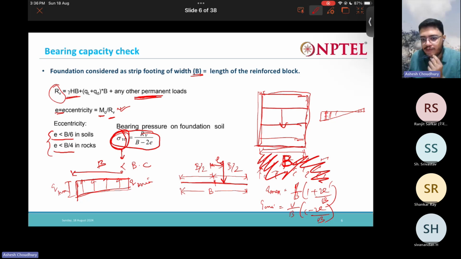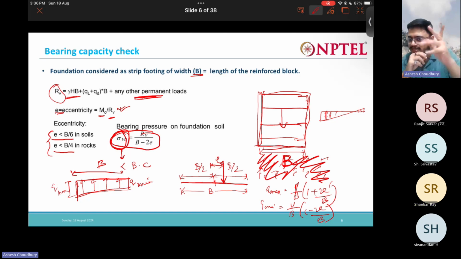Now what is allowable bearing pressure? If you can define what is allowable bearing pressure or allowable bearing capacity, whatever you want to say? Maximum pressure with which the settlement is within permissible limit.